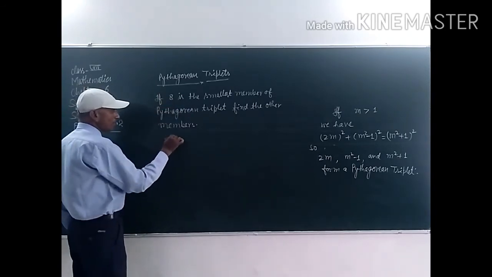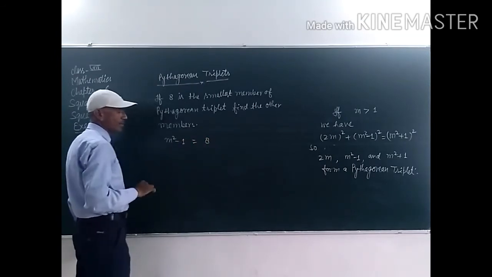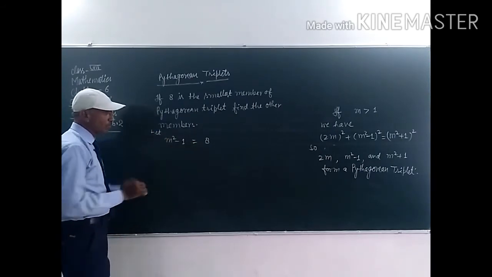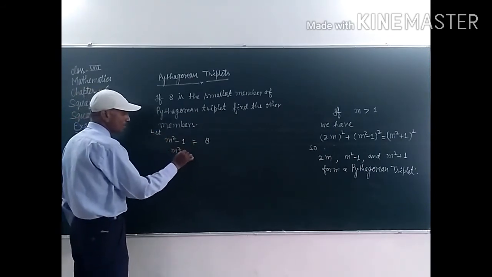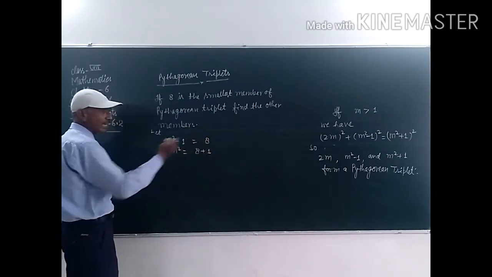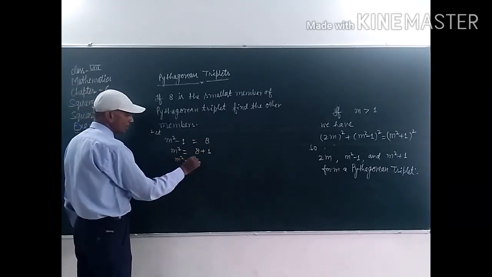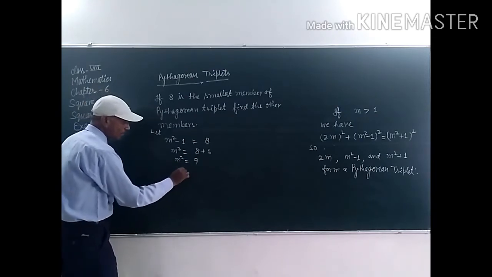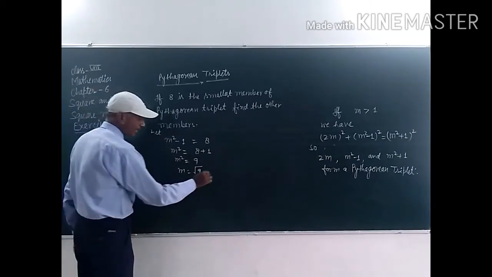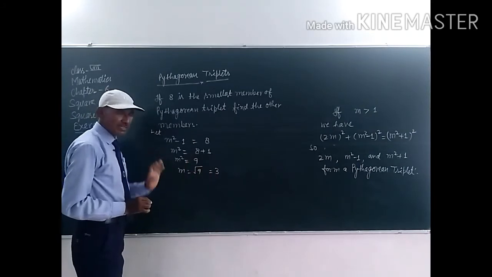Suppose m squared minus 1 is equal to 8. Clear, students? Let m squared minus 1 is equal to 8. So m squared is equal to 8 plus 1. After transposing 1 to the right side, it will be positive. So m squared is equal to 9. So m is equal to the square root of 9, that is 3. Clear, friends? The square root of 9 is 3.